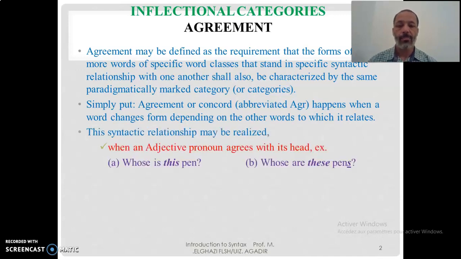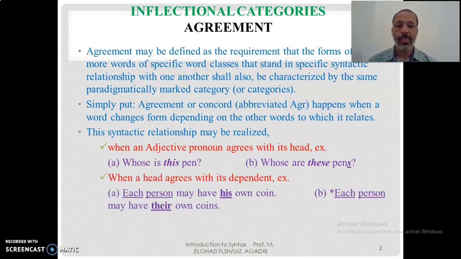This syntactic relationship may be realized when an adjective pronoun, for example, agrees with its head noun. As you can see in the examples below, whose is this pen? So this is an adjective pronoun, a demonstrative pronoun. It is singular because the head noun pen is singular. In the example in B, whose are these pens? So the demonstrative pronoun becomes these, plural, because the noun, which is the head, is plural.